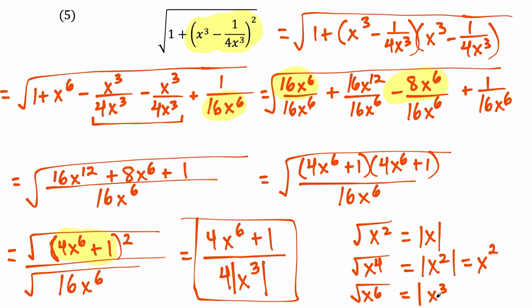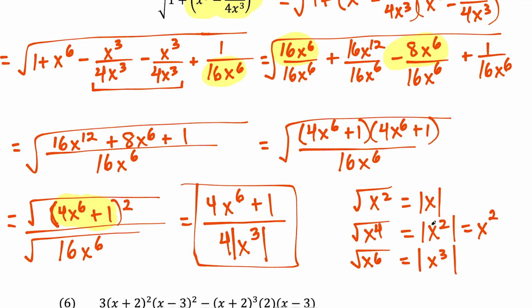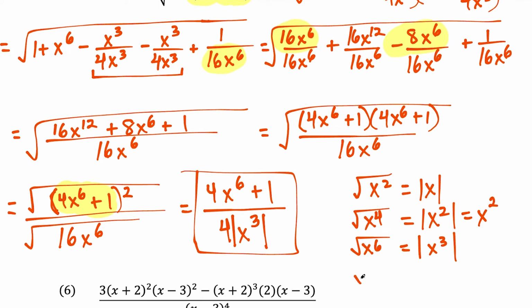Square roots can't sound out negatives, so this would need the absolute value. And then if I did something like, let's say, square root of x to the 8, I could say for a moment, absolute value of x to the 4, but x to the 4 is greater than or equal to 0, so the absolute value is unnecessary. But just be careful. It's a little detail, but it does make a difference.